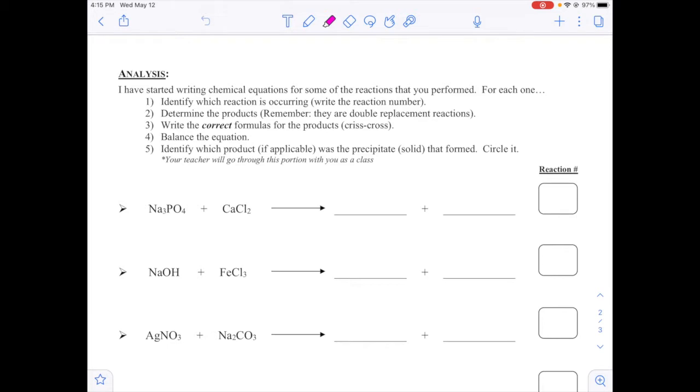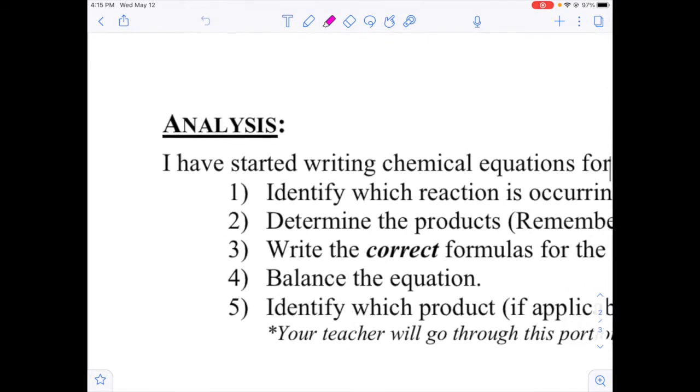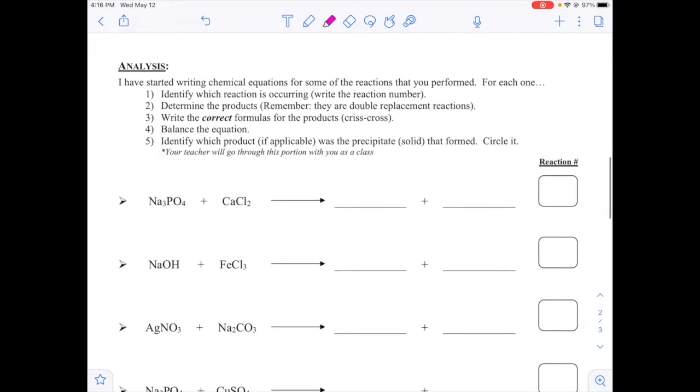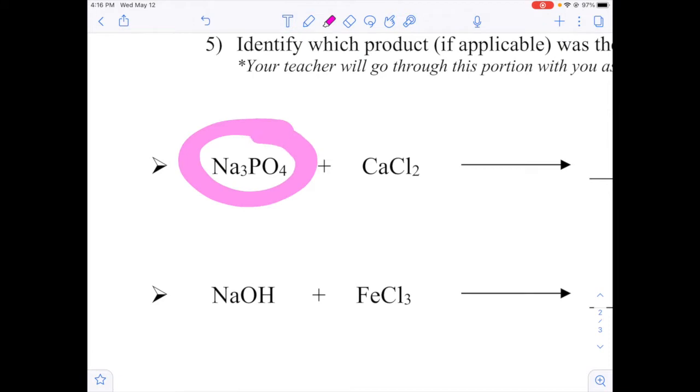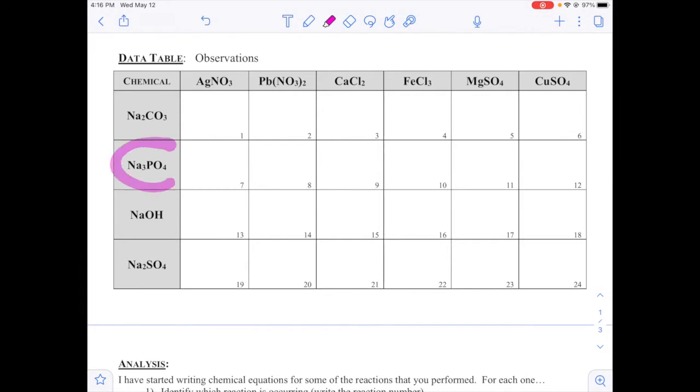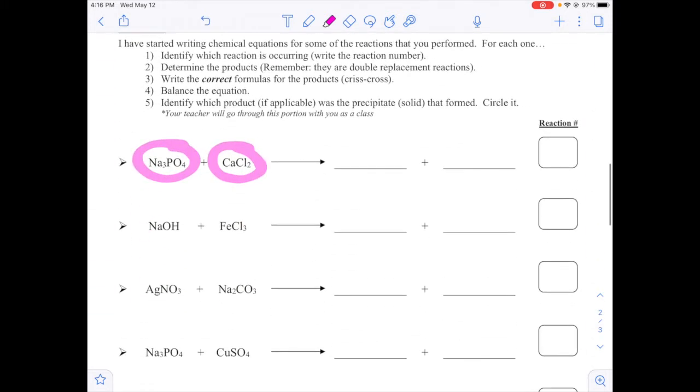So as I mentioned earlier, I'm on the analysis portion of the lab. This is page 2. You should have already filled out your observations for the chart on page 1. It says here in the analysis portion that we're going to identify which reaction is occurring and write the reaction number. We're going to take a look at this very first one. And if I look for sodium phosphate and calcium chloride in my reaction, where do they meet up? They meet up at reaction number 9. So that's an easy part to fill out. This is reaction number 9.